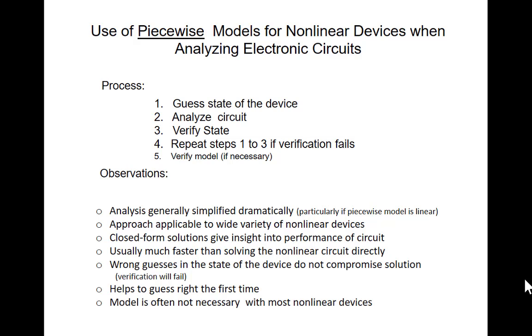it's piecewise linear. Both segments are lines, right? But we could have a piecewise nonlinear model as well. This applies to any piecewise model. Guess the state of the device, analyze the circuit, verify the state, and then repeat steps 1 through 3 if necessary if the verification fails. If you have more than one model, you have to go through this process again to verify the model is valid. So, in summary, what's happened is we've solved a problem twice, but we typically dramatically simplify 2 analyses rather than have a much more complicated single analysis.